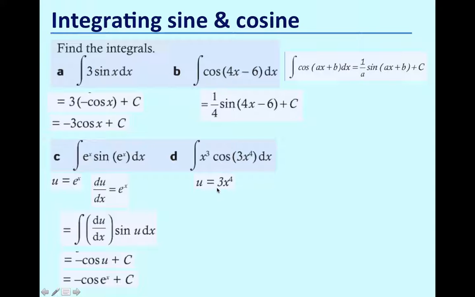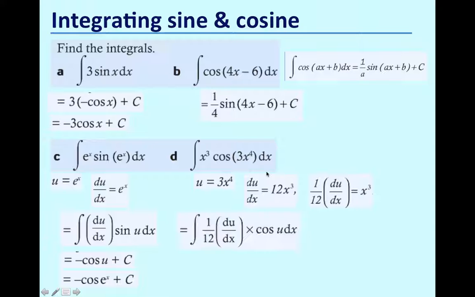So we're going to start off with u equals 3x to the power 4. We're going to differentiate it and get 12x cubed. And therefore, we're going to recognize that x cubed is actually 1 over 12 times du by dx. So we can substitute in for x cubed, 1 over 12 du by dx, and multiply by cos u. And then we know that the integral of cos u is going to be sine u. So I end up with 1 over 12 sine u plus c. So all we've done here is the dx's have cancelled out, and I've taken out 1 over 12 as a constant to enable me to integrate this simply, which gives me this here.